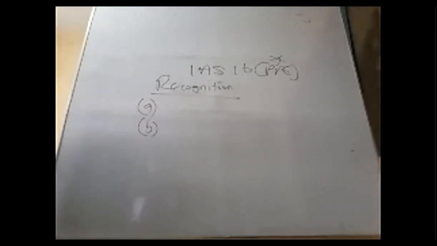Last meeting, we looked at the recognition of PPE. So let's see, IAS 16, Property, Plant and Equipment. PPEs are recognized in the financial statements as a non-current asset, that is, as an asset, if two conditions are in place. The first condition is that it is probable that future economic benefit will flow to the entity. And the second condition is that the cost of the PPE can be measured reliably.